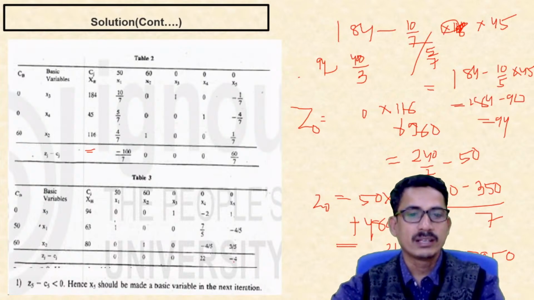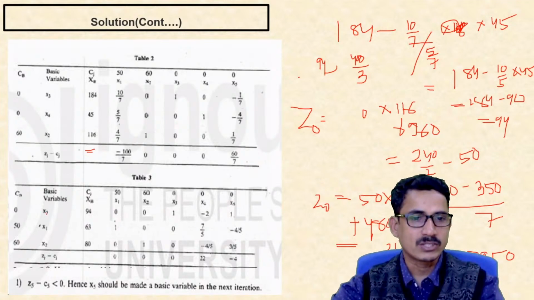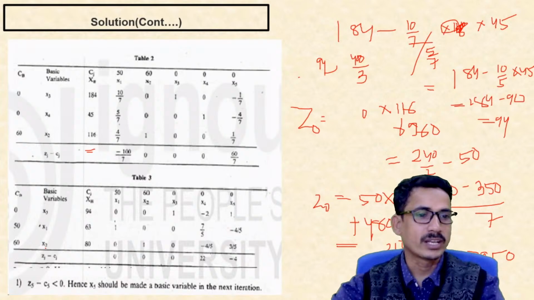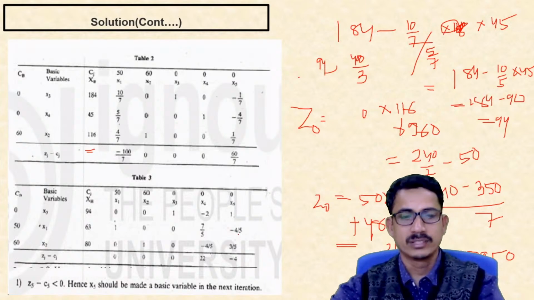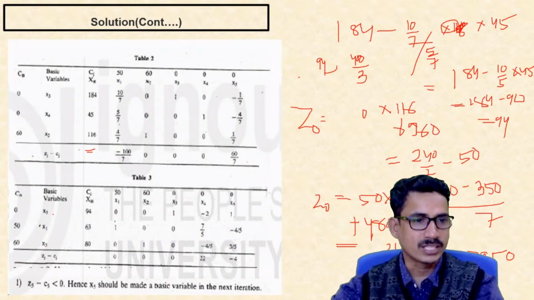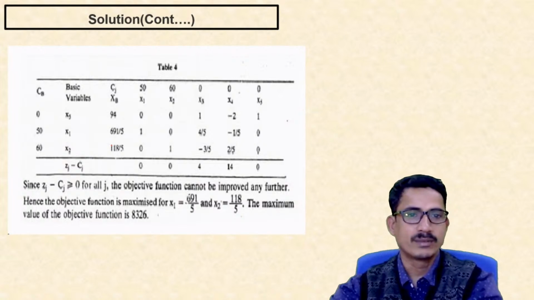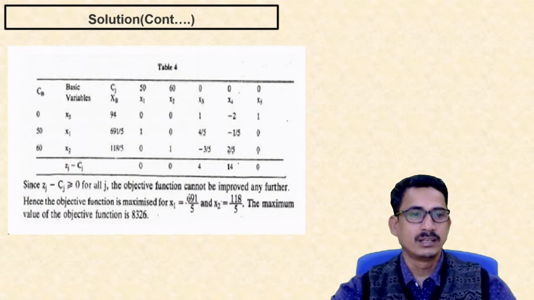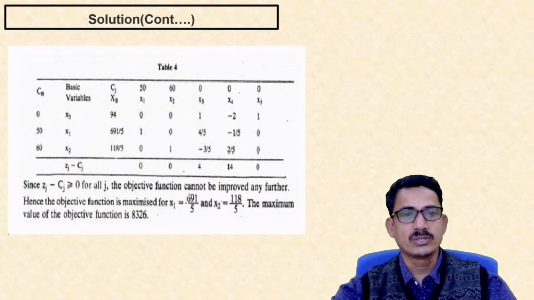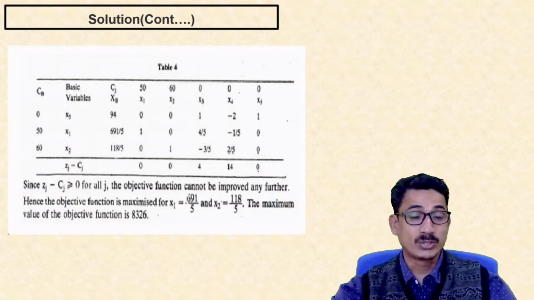Which will be in? The variable corresponding to the negative value will be the entering variable, the incoming variable. So in place of X3 you have to write X5, then X1, X2, like that. So in the next table, you have to write X5, X1, X2 in place of X3. And the same procedure you have to adopt as I told you in the previous table. Finally, you get ZJ minus CJ, all are positive. So once you get positive, the solution is completed.